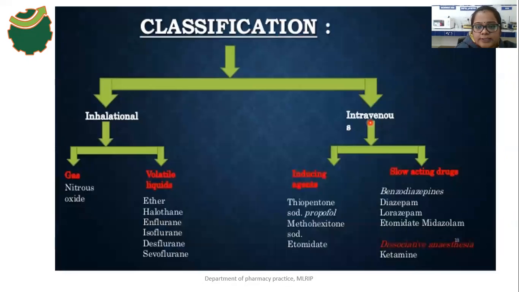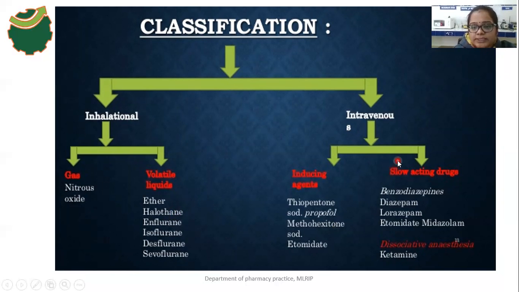Next, what is the classification of the general anesthetics? General anesthetics are divided into two types: inhalation anesthetics and intravenous anesthetics. Inhalation anesthetics are divided into two types: gases and volatile liquids. An example of a gas is nitrous oxide. Examples of volatile liquids are ether, halothane, enflurane, isoflurane, desflurane, and sevoflurane.